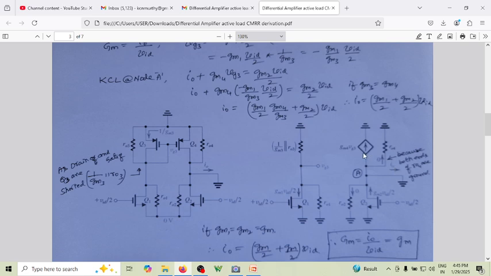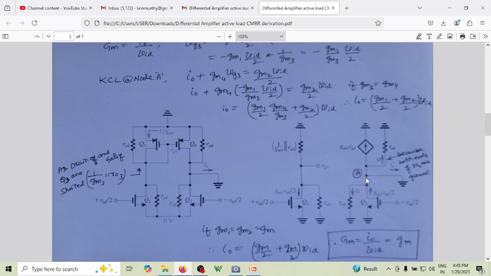The other current leaving is gm4 into vg3. That's what is written here. So these two are the currents which are leaving. The current that is entering this node is gm4 vid by 2, gm2 into vid by 2. So this is the current that is entering this node A.